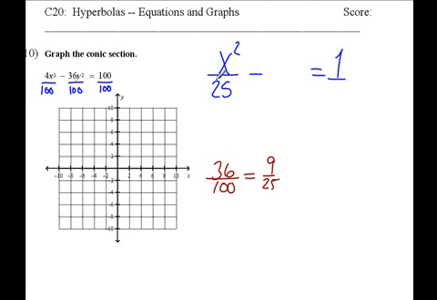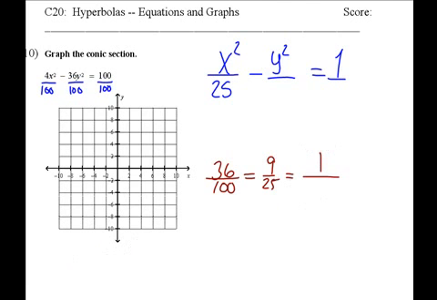I have 1 over 25 for this first one I did. It's really nice and neat. I'd like to see this as 1 over something so that I can just write y squared over here, and I can identify a and b and go on. So what 9/25 is the same as 1 over what? One over what?